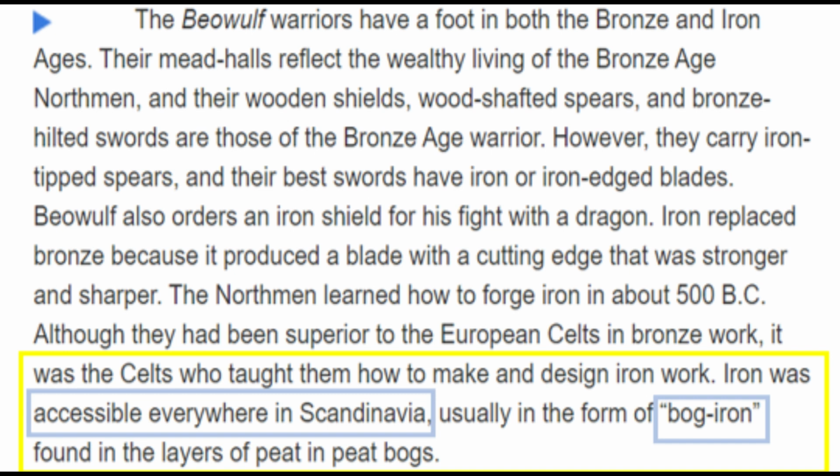And D, to suggest that 500 BC was the date that the Iron Age began. So wow, we're going a lot higher here. The Northmen learned how to forge iron about 500 BC. But it's even incorrect, right? Because saying that the Iron Age began, it's talking about the forging of iron. So this is incorrect. So the best option here would be letter A.